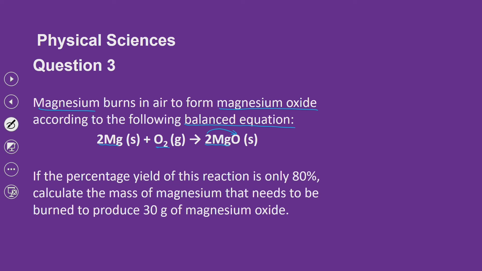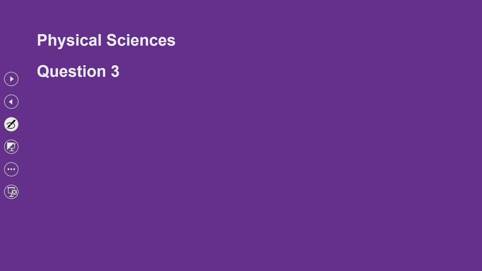What do we need to go and calculate? If the percentage yield of this reaction is only 80%, calculate the mass of magnesium. That's what we need to go and calculate. We need to find the mass of magnesium that needs to be burnt to produce 30 grams of magnesium oxide. Let's go and have a look at our calculation.